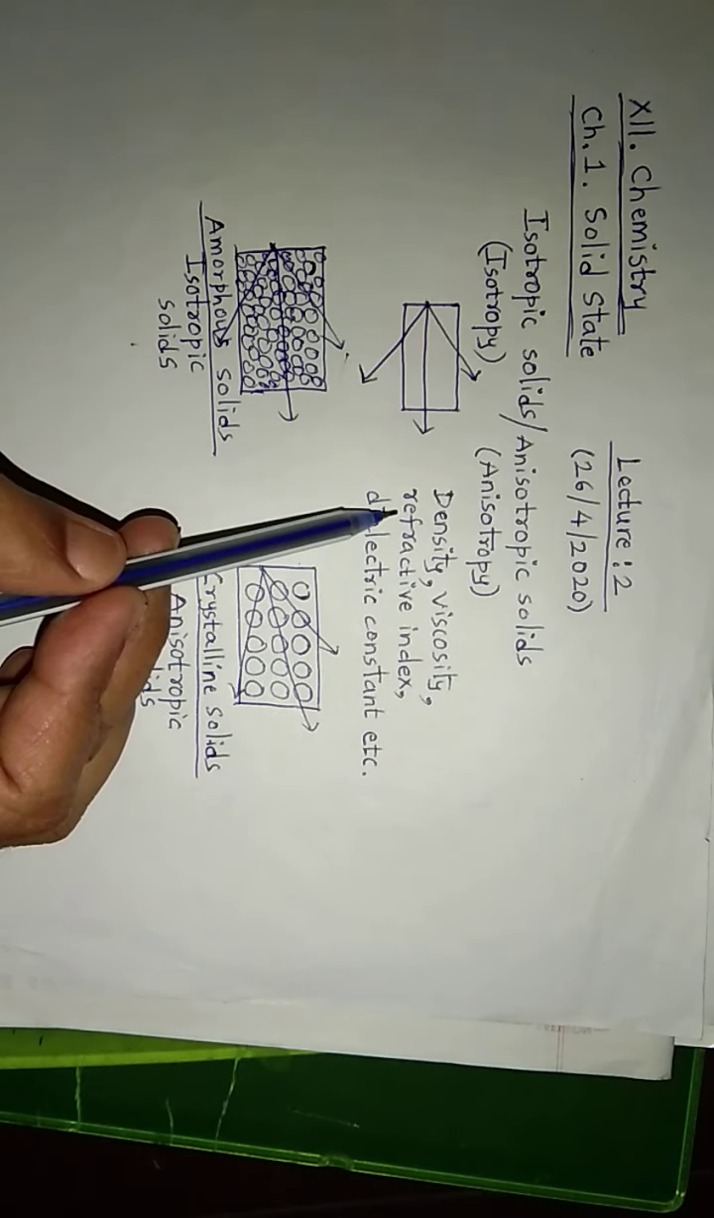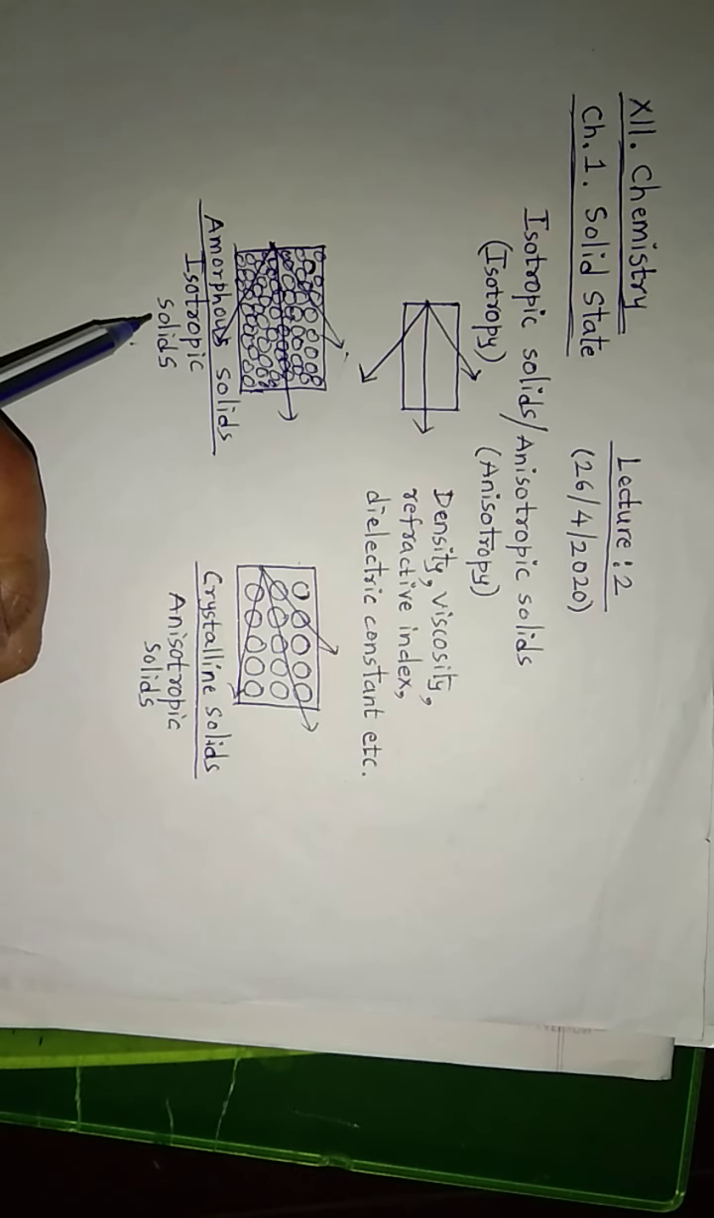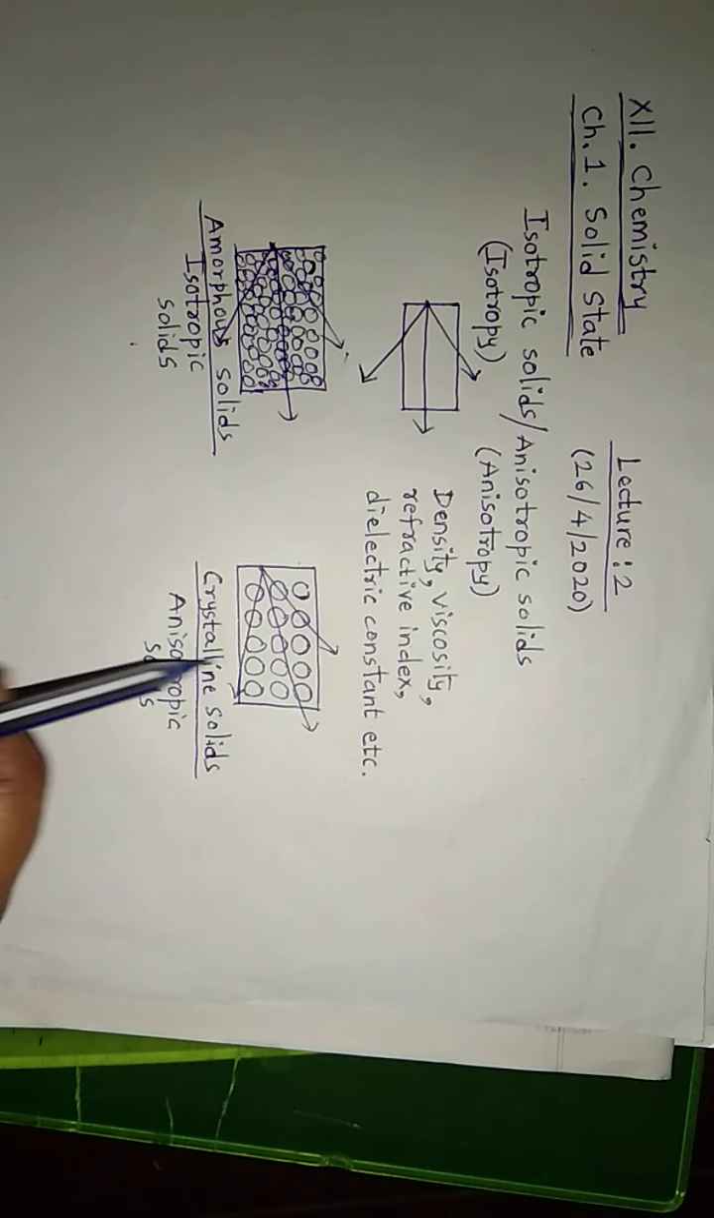Last time, if the values of physical properties like these are same in all the directions, then solids are called isotropic solids and the phenomenon is called isotropy. And if values of physical properties like these are not same in all the directions, in different directions within a solid, then such solids are anisotropic solids. Amorphous solids are isotropic and most of the crystalline solids are anisotropic.